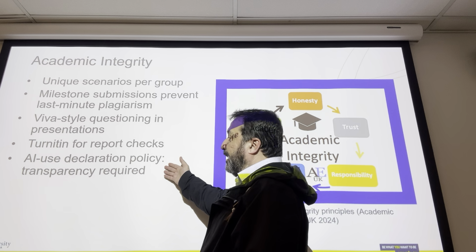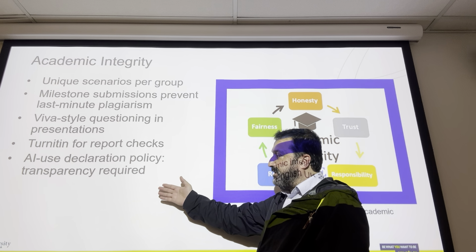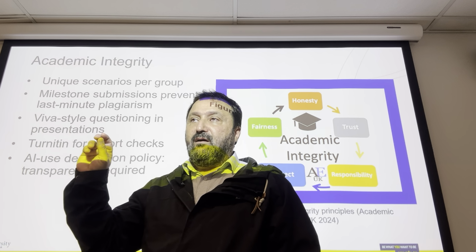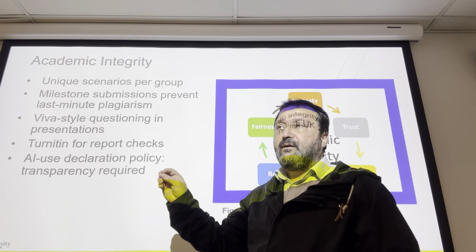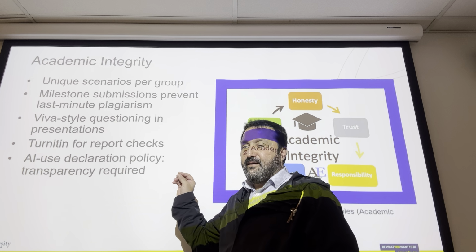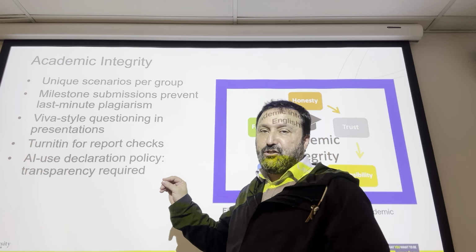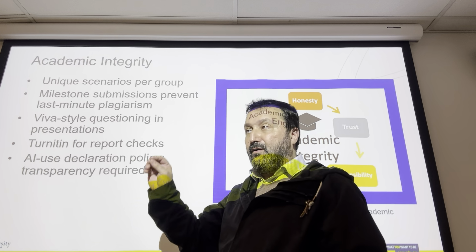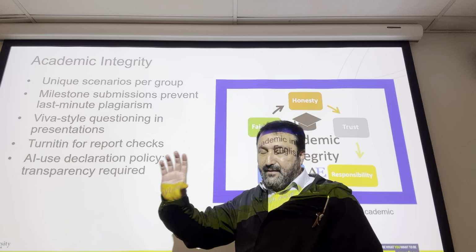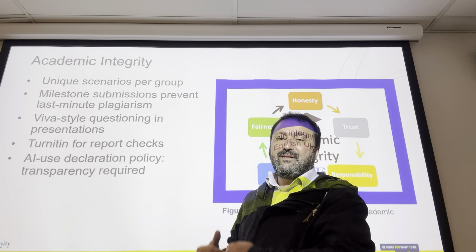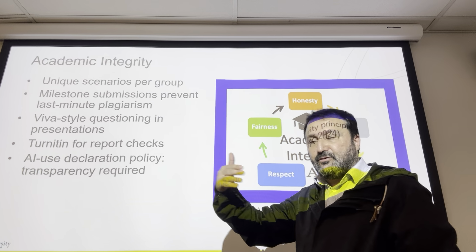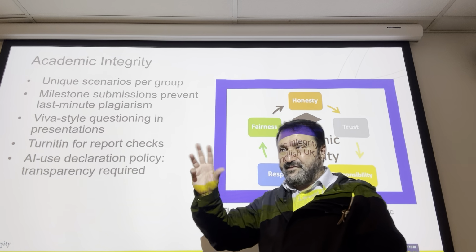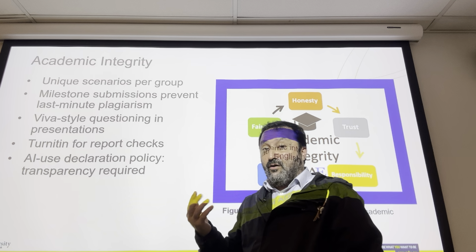AI use, declaration policy, transparency required. So you can mention in the assessment, for example, if you used AI, please indicate which question and include a screenshot for the AI help you got. They can screenshot the answer and put it in the appendix, and that will help you to determine, when they answer the question in the body of the assignment, and compare it with the screenshot. You can see how much they got from AI.